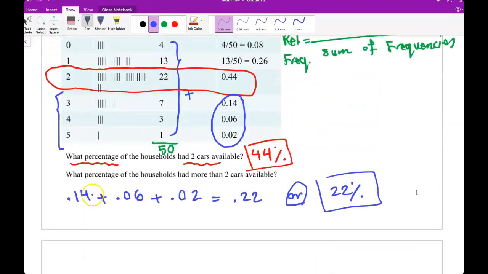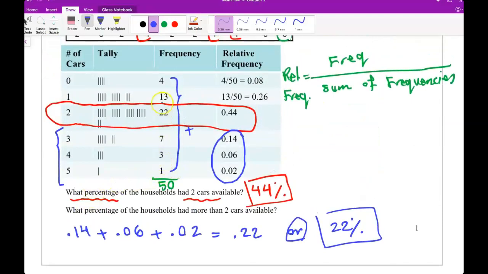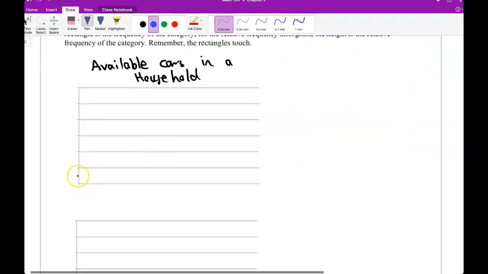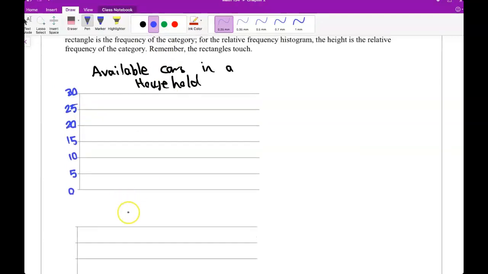The numbers that we had for frequency, here we had 1, and the largest one was 22. So let's start from 0 up to 25. Here is 0, 5, and on this part we have number of cars. So the x-axis is number of cars, and here is frequency.